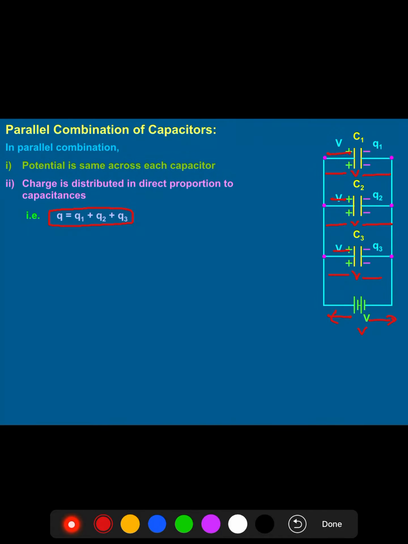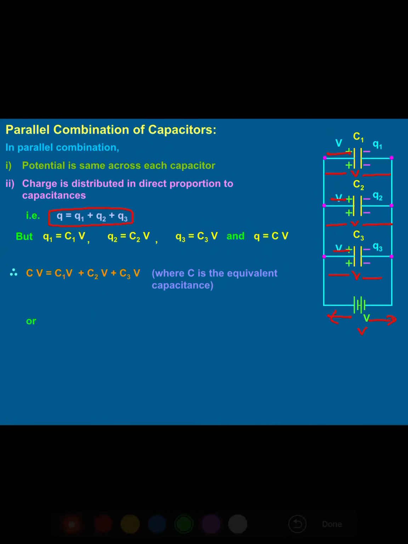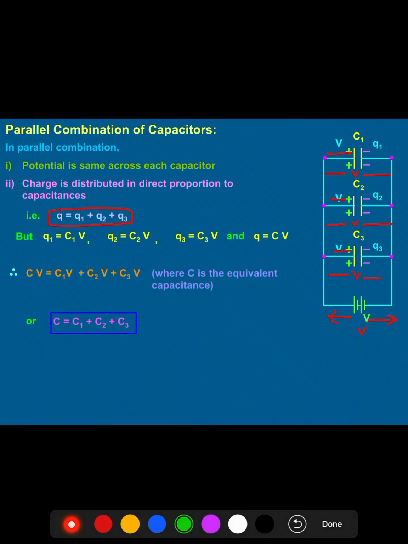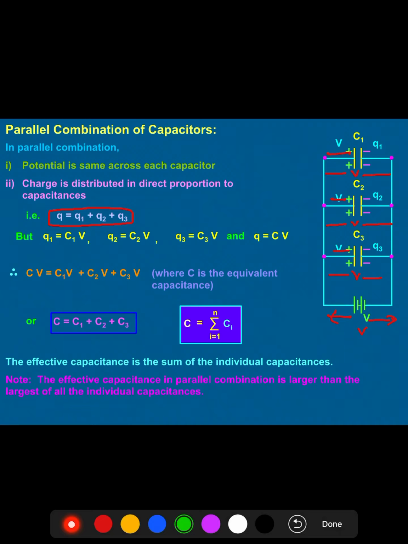So here you can write the formula as Q is equal to Q1 plus Q2 plus Q3. Next, using the formula Q is equal to CV, we can put the value of all the 3 charges. You will get C is equal to C1 plus C2 plus C3, because V gets cancelled out, V is the same. So here the capacitance increases, the overall capacitance is more. It will be larger than the largest of all individual capacitances.